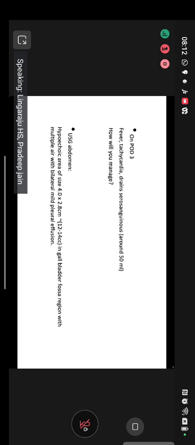And any collections, any undrained collections. So you do the ultrasound. So the same was done. There was a 12-14 cc fluid in the gallbladder fossa, multiple air fluid pockets, bilateral mild pleural effusion, right? So what do you do now? Aspiration.